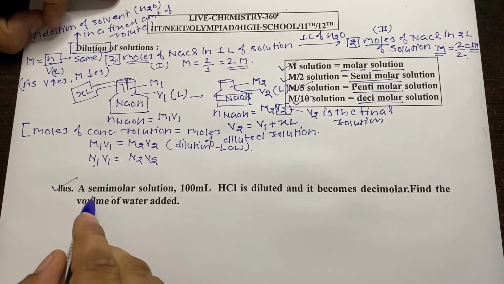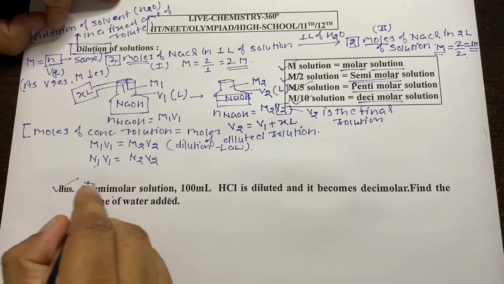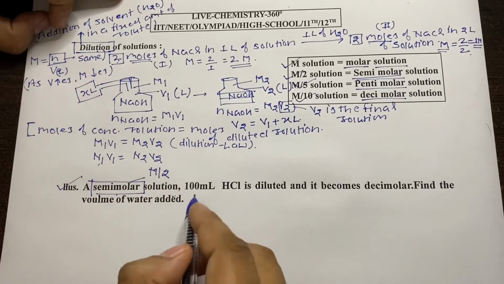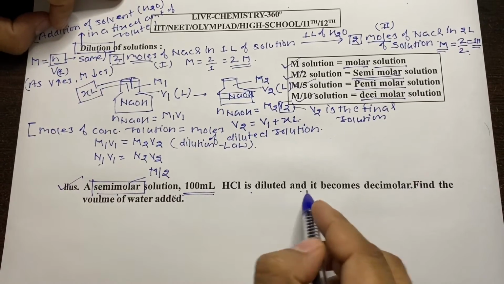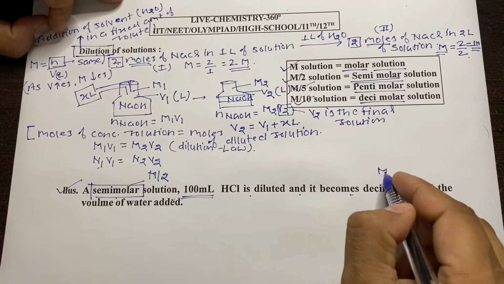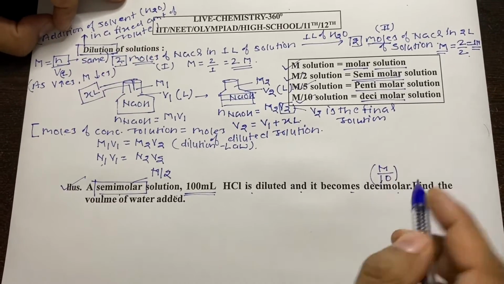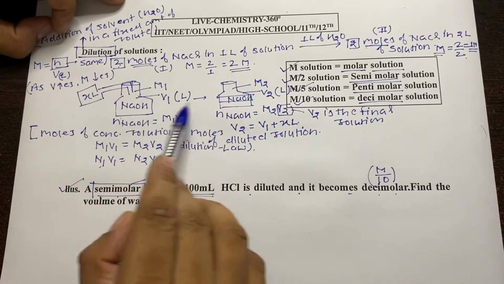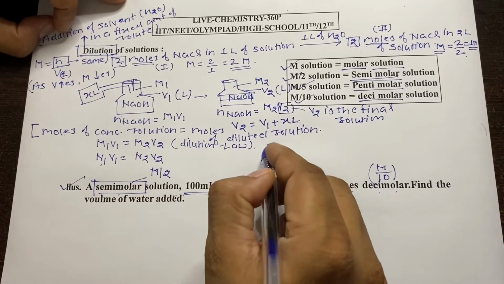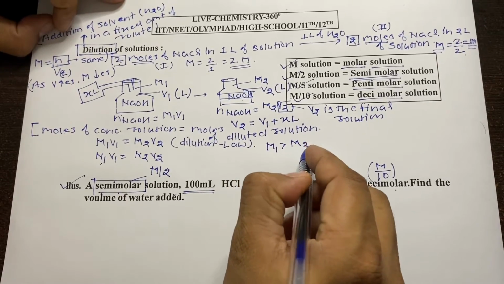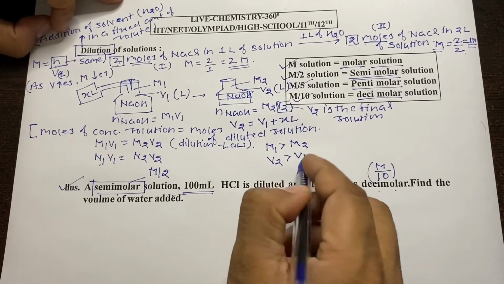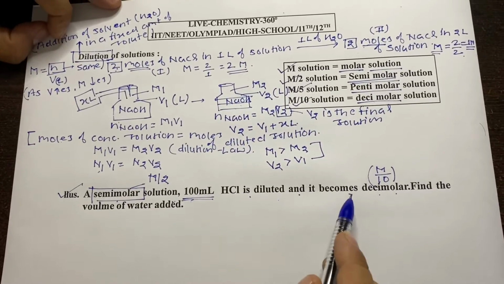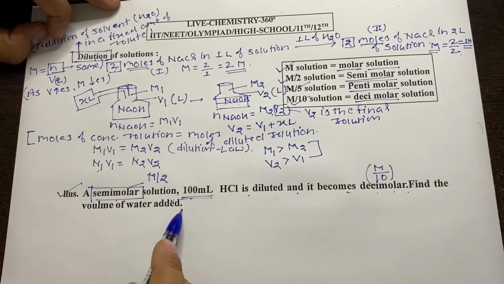In the first question, it is given that a semi-molar solution, which we know is M by 2 solution, of 100 ml HCl is diluted and it becomes decimolar. Obviously, on dilution the concentration is decreasing. If you compare M1 and M2, then definitely M1 will be greater than M2 since V2 is greater than V1. Find the volume of water added.